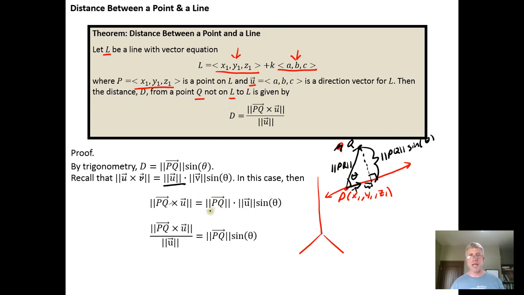So if we just divide both sides right here by the size of U, we get that the size of the cross product divided by the size of U is the same as the size of PQ times the sine of theta, but by trigonometry the size of PQ times the sine of theta is going to be the distance from Q to the line. So when we want to find the distance between a point Q not on a line and the line, we can use this formula right here, and this is just the justification for why that formula works.